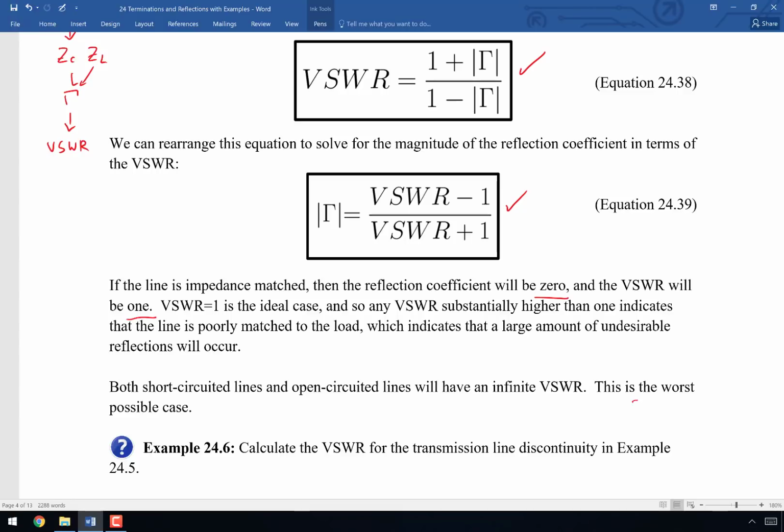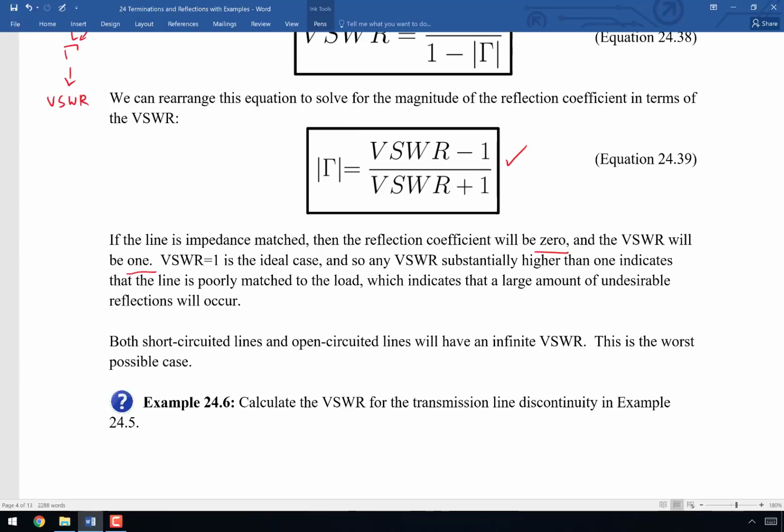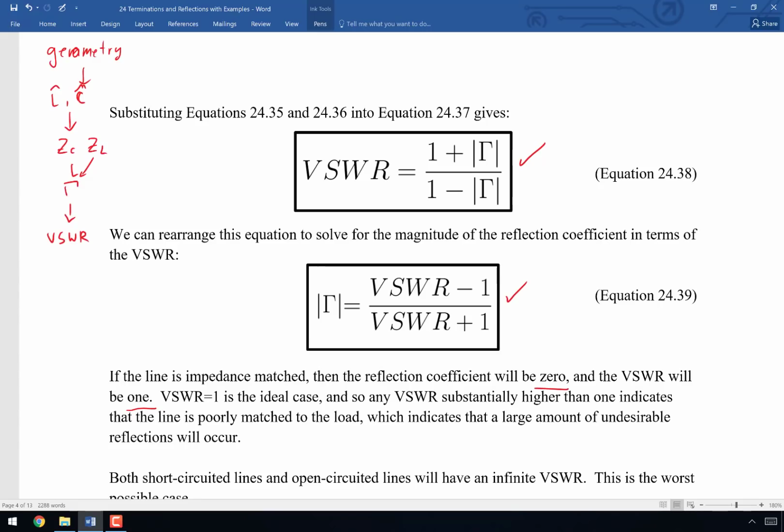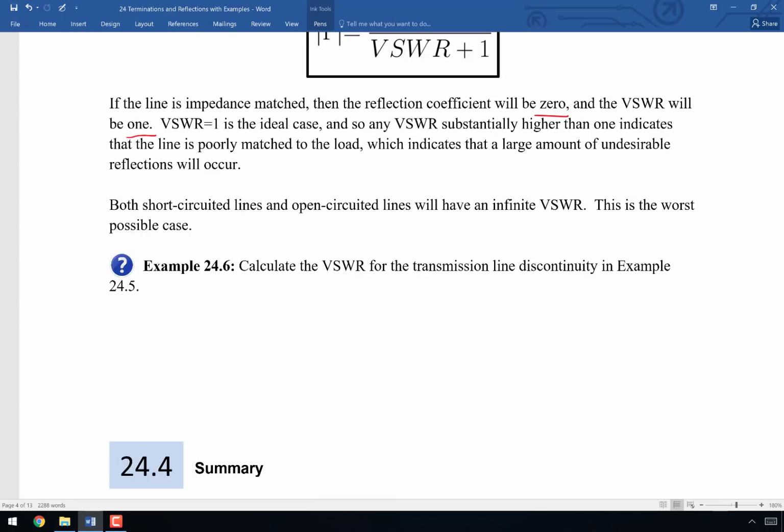So any VSWR that's substantially higher than 1 indicates that the line is poorly matched to the load. Lots of reflections are going to occur. Both open circuited lines and short circuited lines have an infinite VSWR. So if gamma is either positive or negative 1, you end up with 1 minus 1 in the denominator, and whatever is in the numerator, that's going to go to infinity. So if a VSWR higher than 1 is undesirable, then a VSWR of infinity is very, very undesirable.